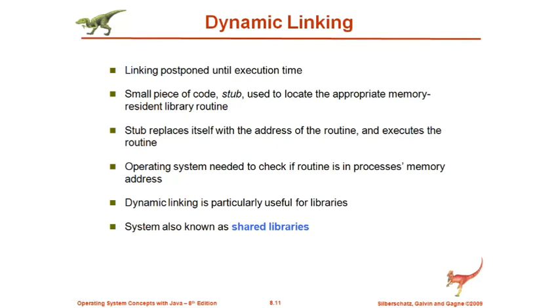Here we have a small piece of code called a stub. This stub is used to locate the appropriate memory-resident library routine. The stub replaces itself with the address of the routine and executes the routine. The operating system needs to check if the routine is in the process's memory address. If not, it should be loaded. Dynamic linking is particularly useful for libraries, and the system is also known as shared libraries.